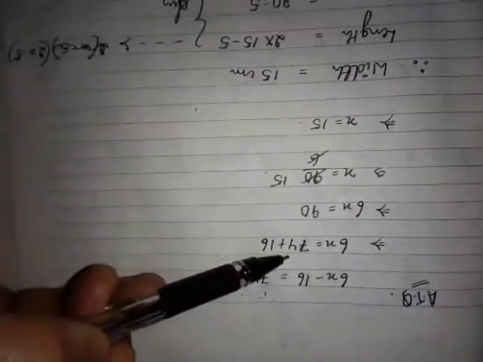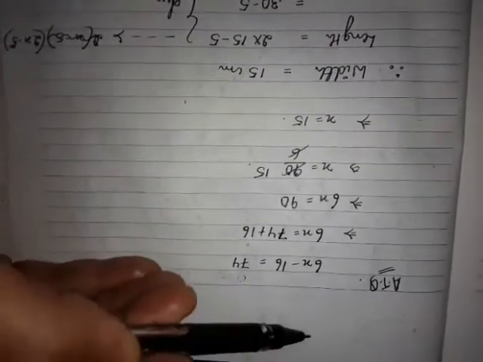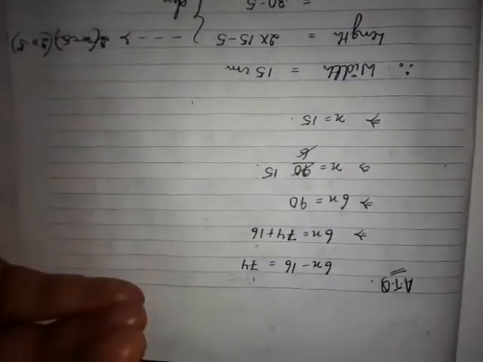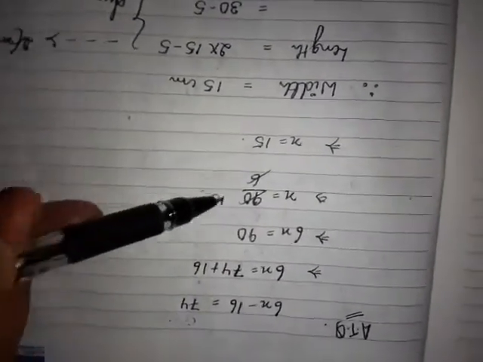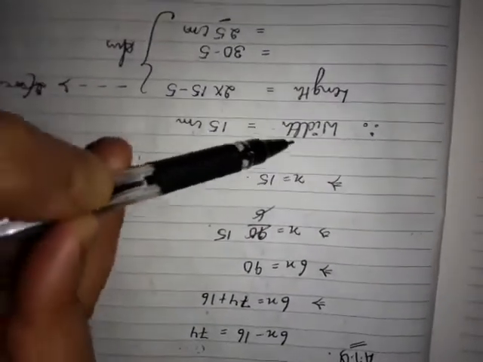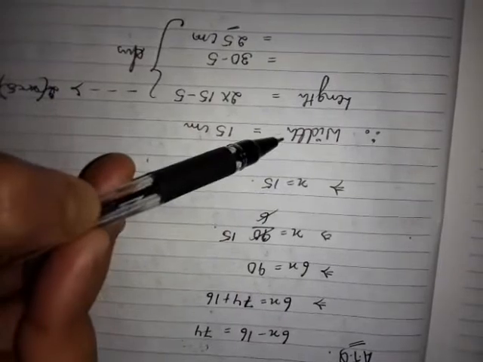So, 6x is equal to 74 plus 16, because the linear equation rule says that the constant has to be brought to one side and the variable has to be brought to the other side. So, 6x is equal to 90. x is equal to 90 by 6, that is 15. So, width, if you remember, we assumed width as x. So, we got the value of x, means we got the value of width.